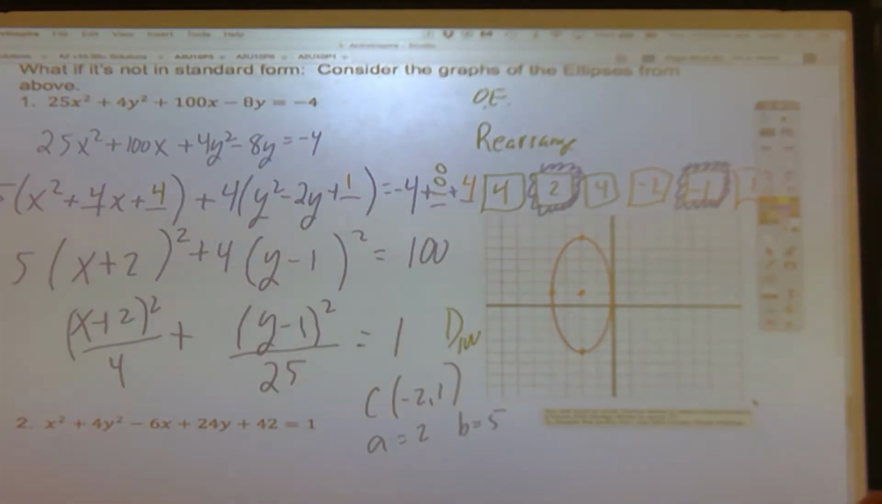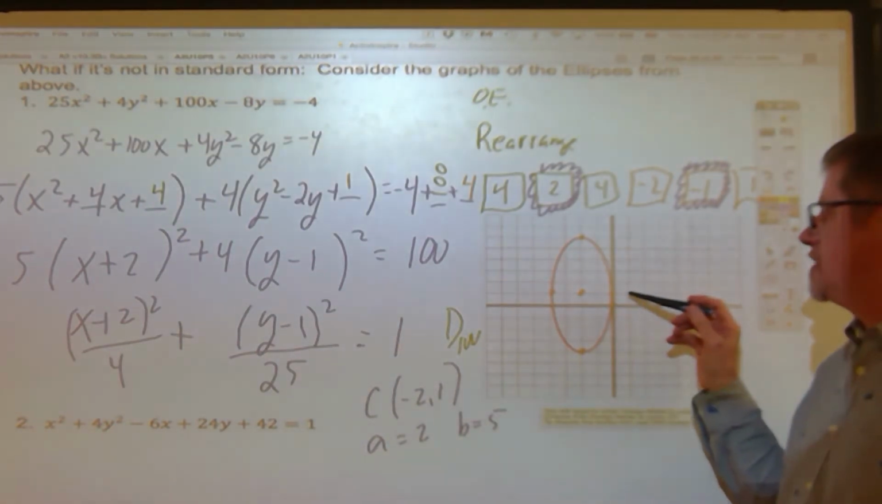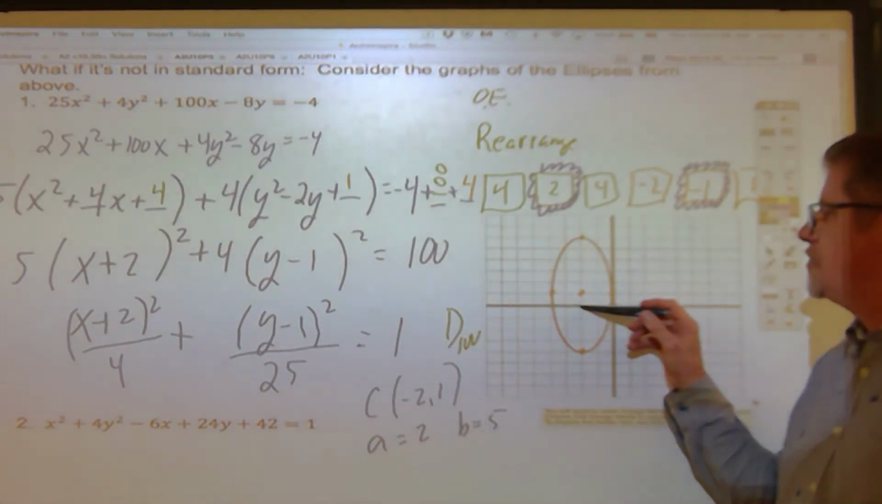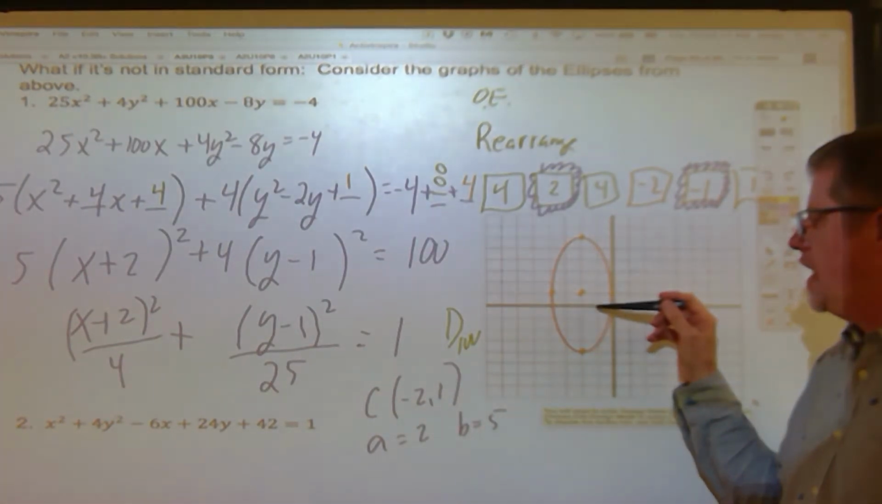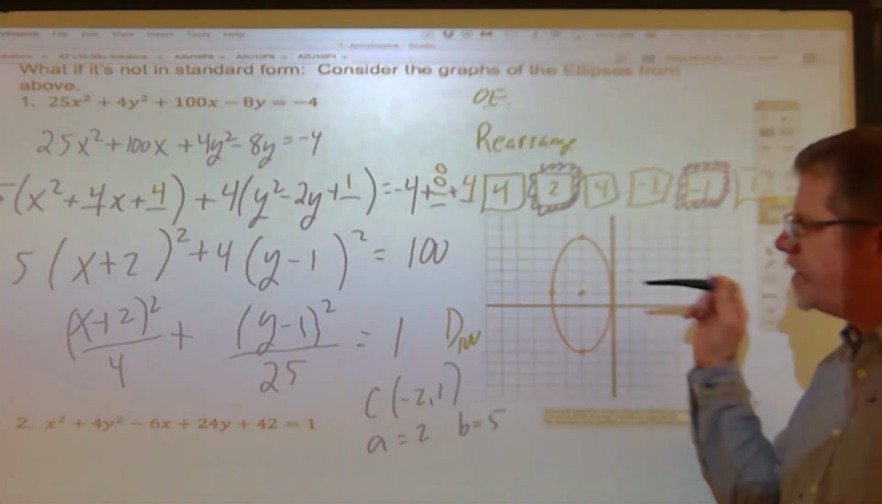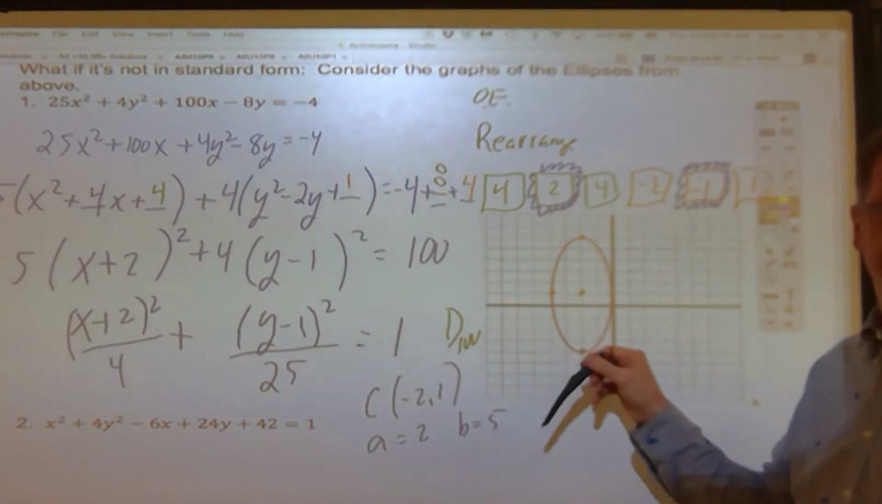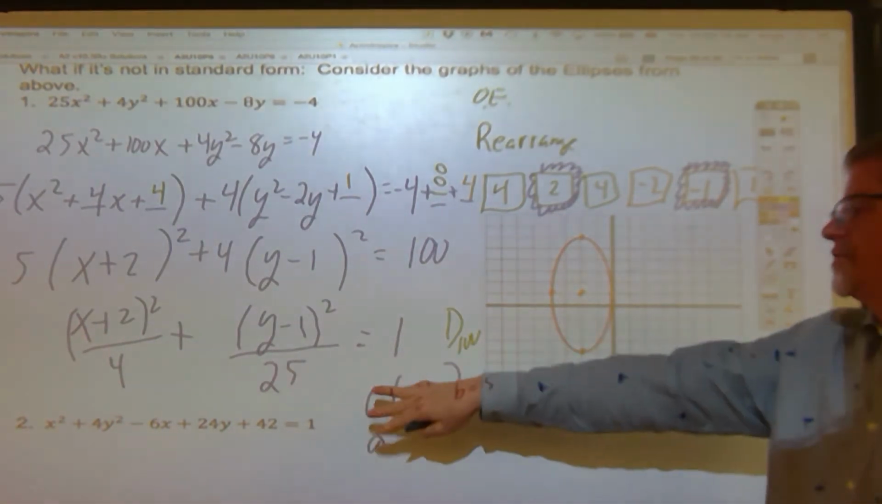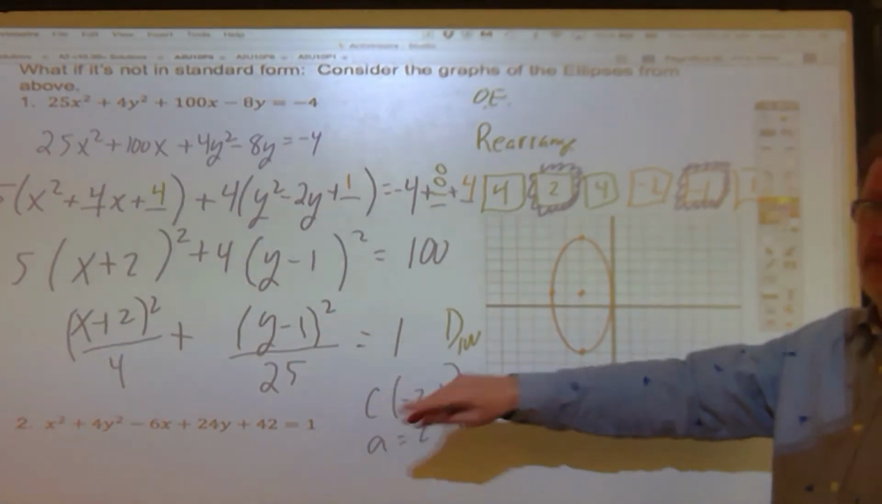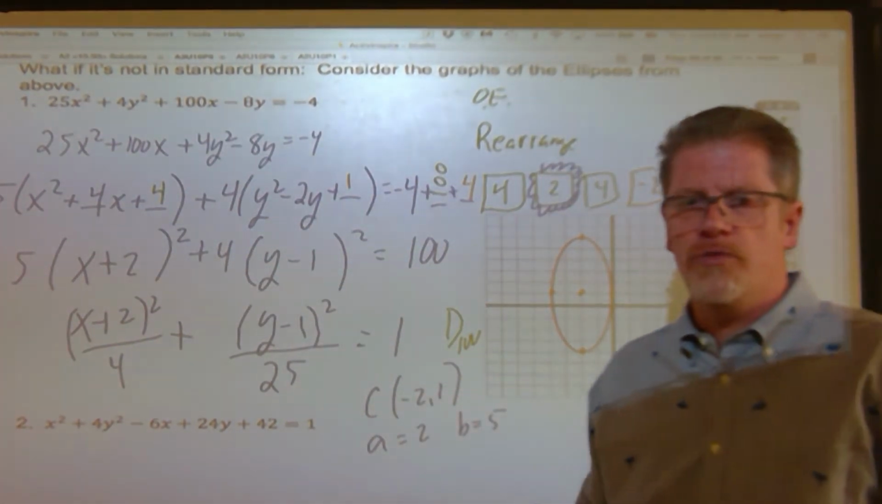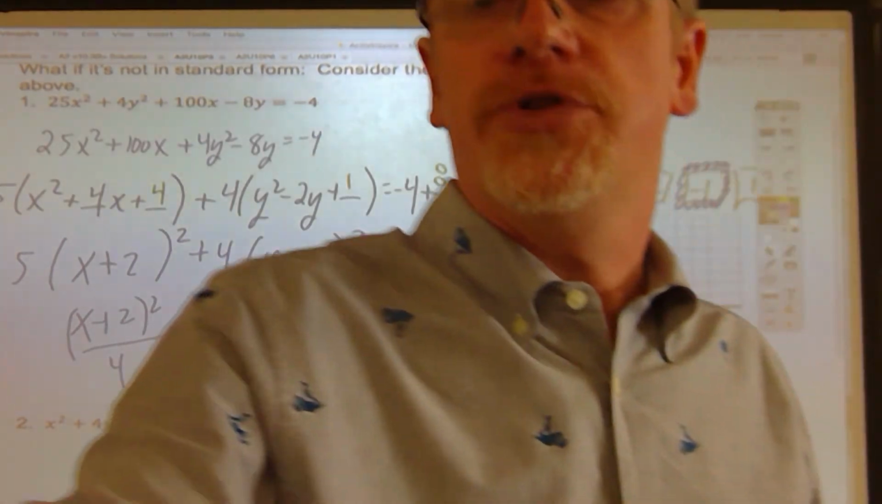If you did it correctly, you should have a point on the ellipse at 0 comma 1, at negative 2 comma 6, negative 4 comma 1, and negative 2 comma negative 4. Do you have any questions on that one? Okay, now I'd like all of you to try number 2 on your own. This will be a practice problem for you. I'm going to pause the camera, and then when you're done, we'll go over it.